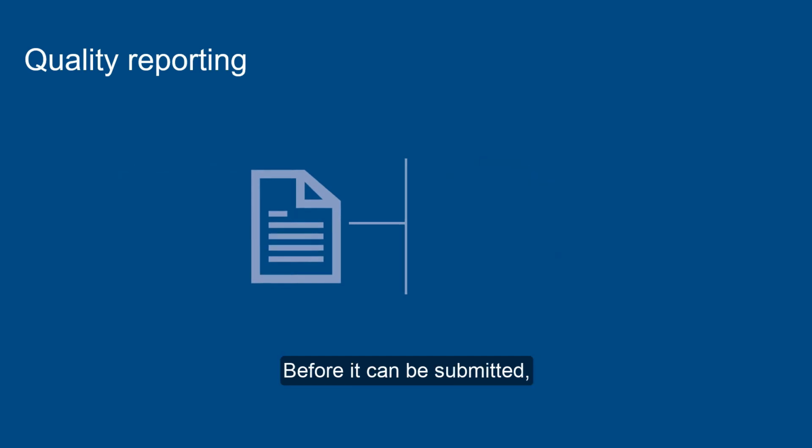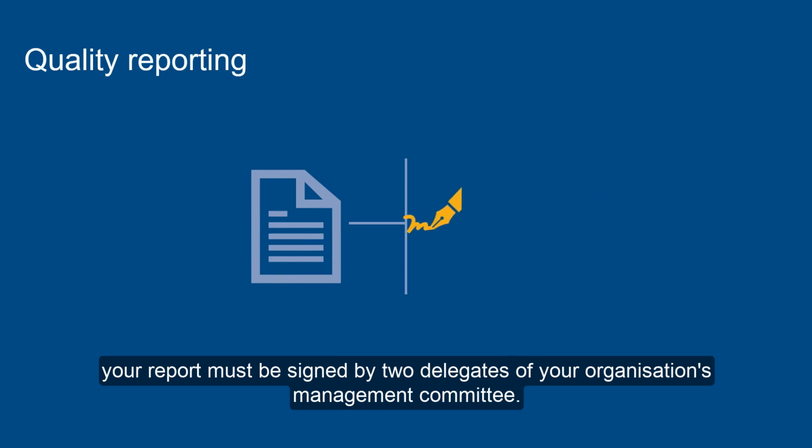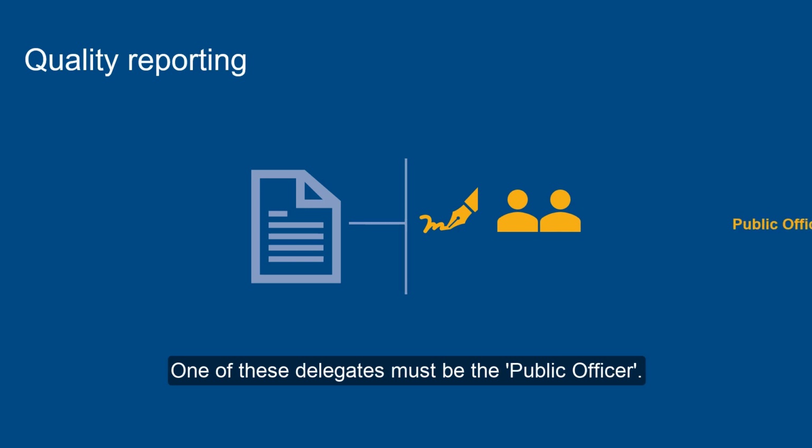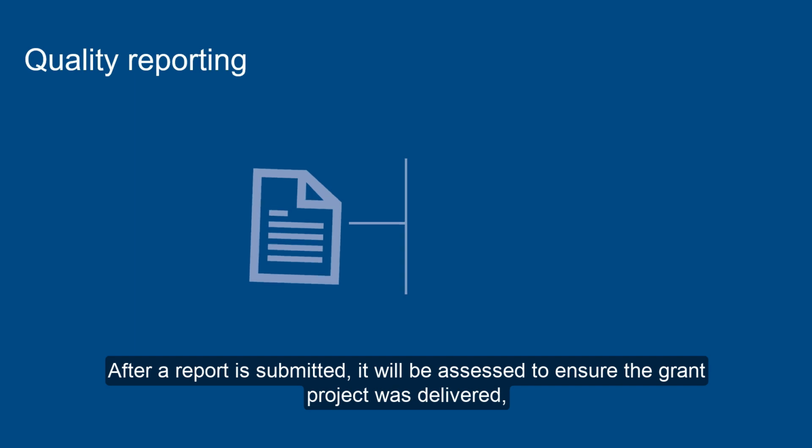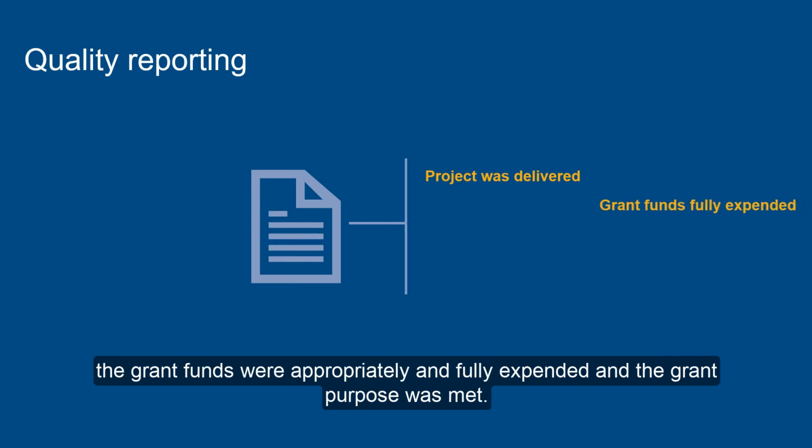Before it can be submitted, your report must be signed by 2 delegates of your organization's management committee. One of these delegates must be the public officer. After a report is submitted, it will be assessed to ensure the grant project was delivered, the grant funds were appropriately and fully expended, and the grant purpose was met.